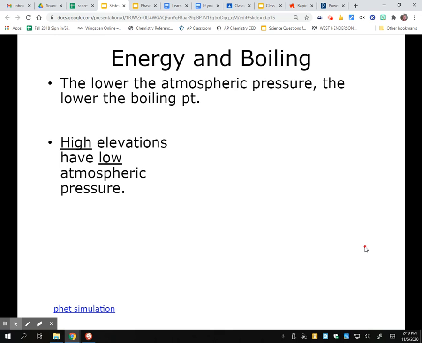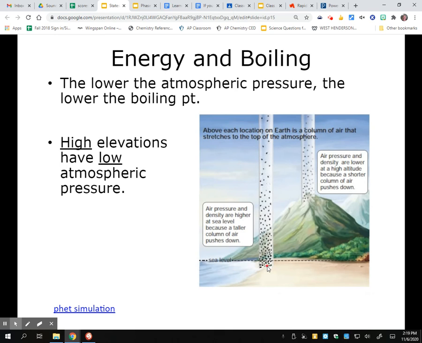If you are at low elevations, you have a higher column of air up above you, and all of those particles are pushing down on you. So you have greater pressure at lower elevations. If you're at higher elevations, you have less air up above you, so there's less air pressure. Because there's less pressure at high elevations, your boiling point is lower.